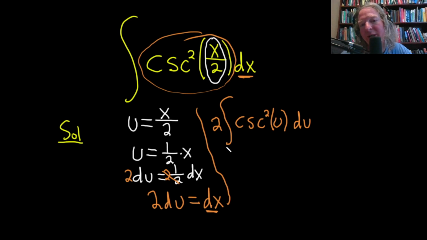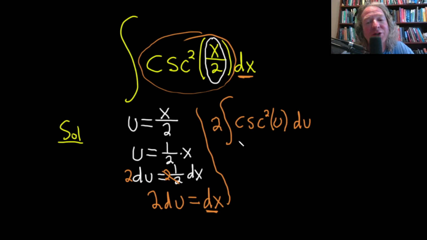Remember, you can pull constants out all day long. You just can't pull variables out. Well, you can't pull out variables that you're integrating with respect to, right? So if you have a dx here, you can't pull out an x. You have a du here, you can't pull out a u. Constants you can pull out. So we have to integrate this.